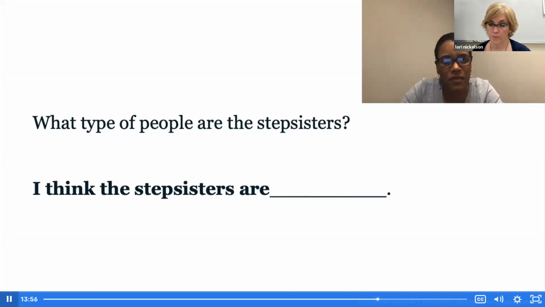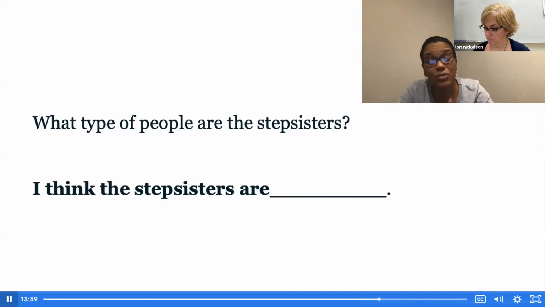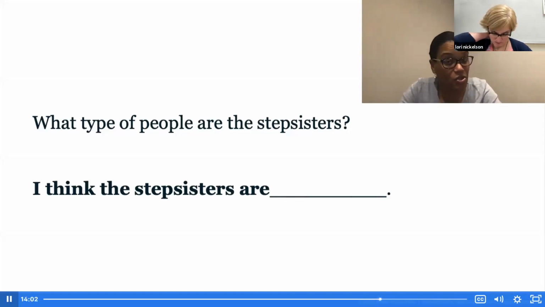What's your opinion? What I want to remind you is to use the sentence frame, I think the stepsisters are, and your evidence when you are thinking about your answer. What I'd like you to do now is write a few words in your journal to complete the sentence frame. Remember, the sentence frame is, I think the stepsisters are, and then you fill in the blank line. Are you ready? Pause and write a few words in your journal to complete the sentence frame. All right, my friends, in your journal, you need to complete that sentence frame. I think the stepsisters are blank.